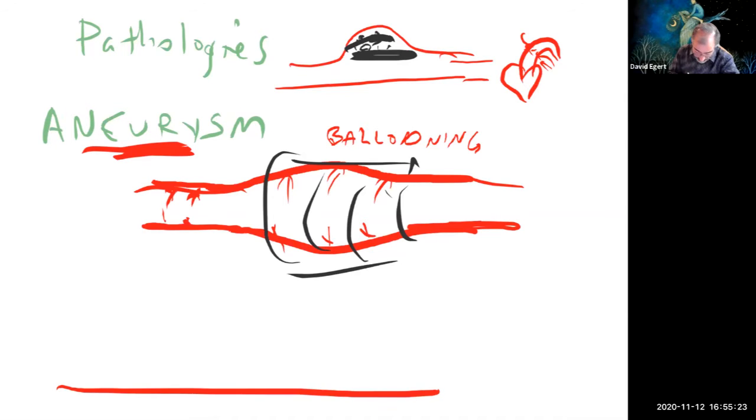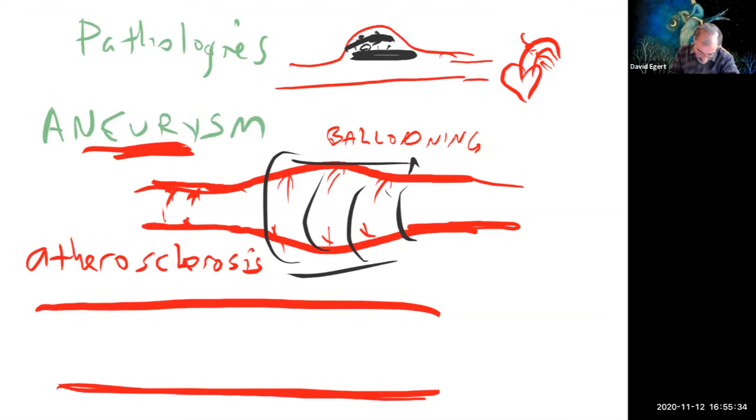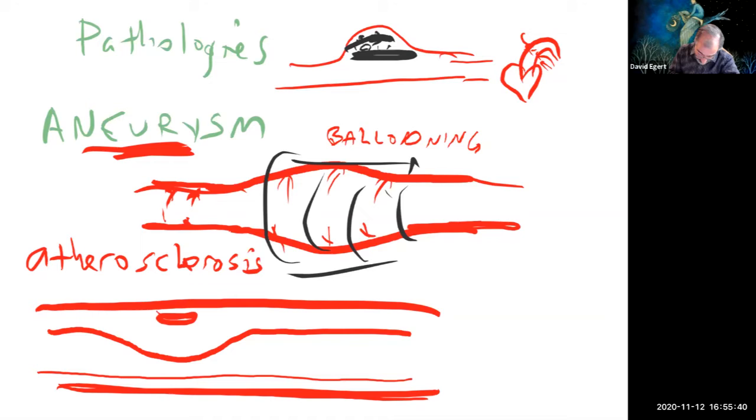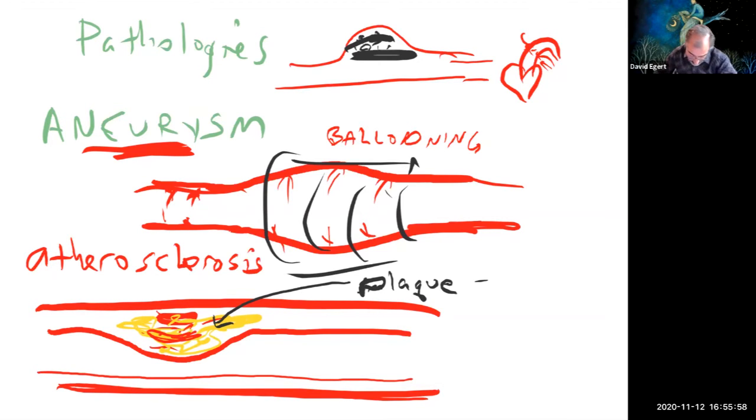Other issues that happen, like atherosclerosis, or the hardening of the arteries. In this case, in that tunica media, you get this proliferation of smooth muscle and fat. So this is what we call a plaque. It's basically lipids and excess smooth muscle.